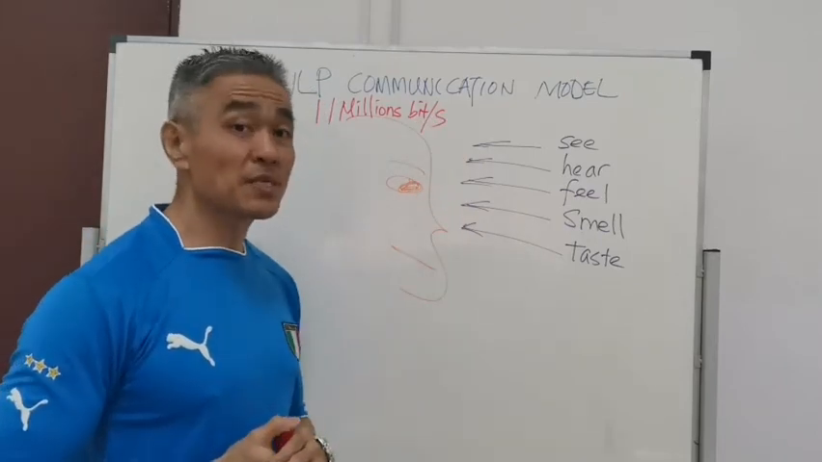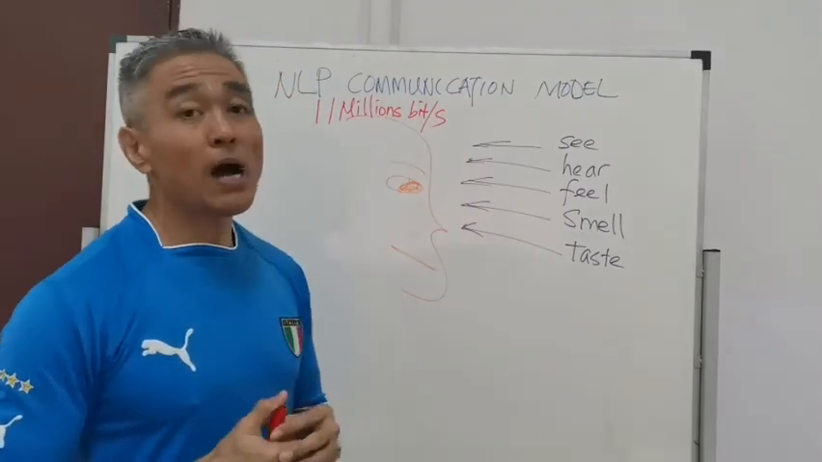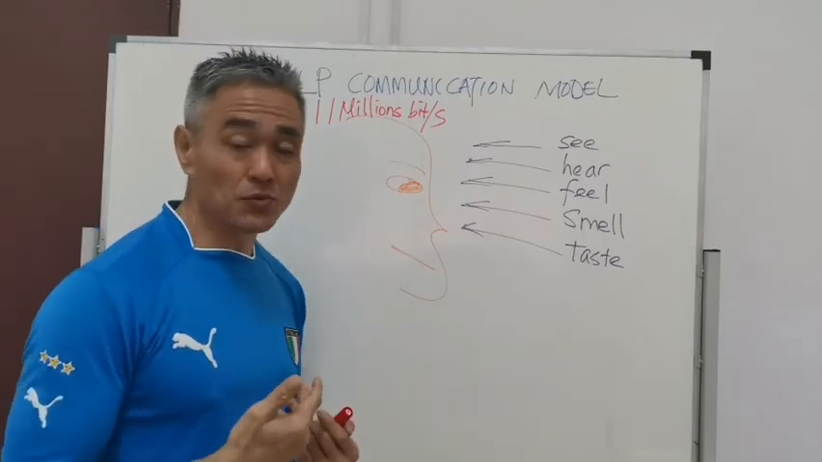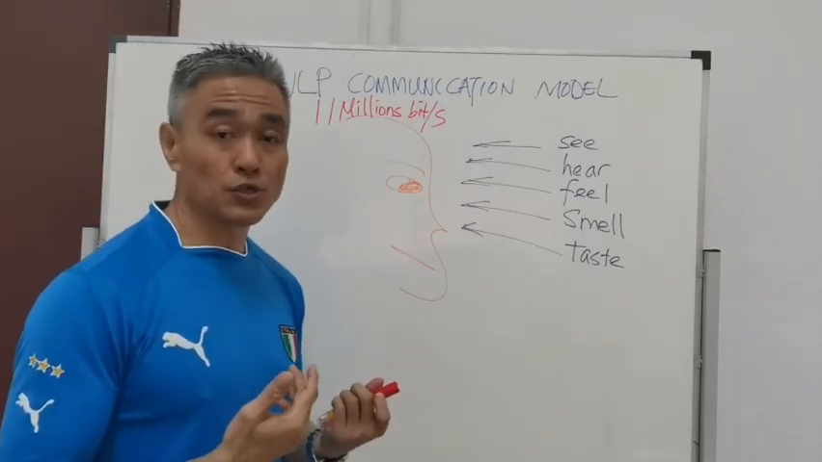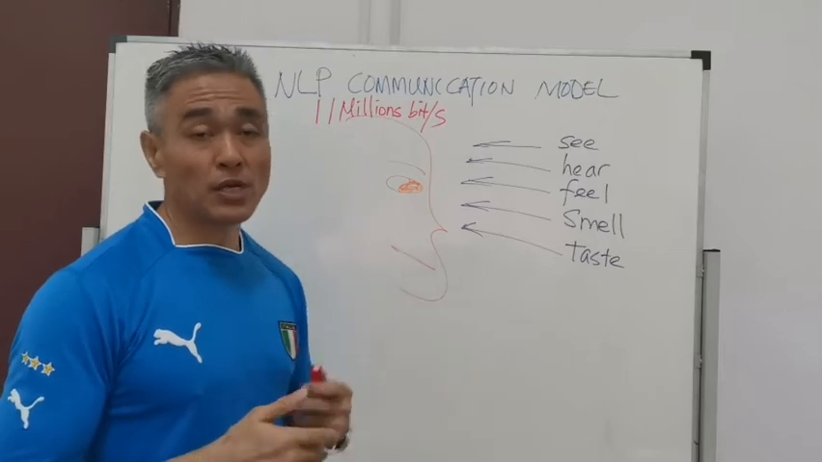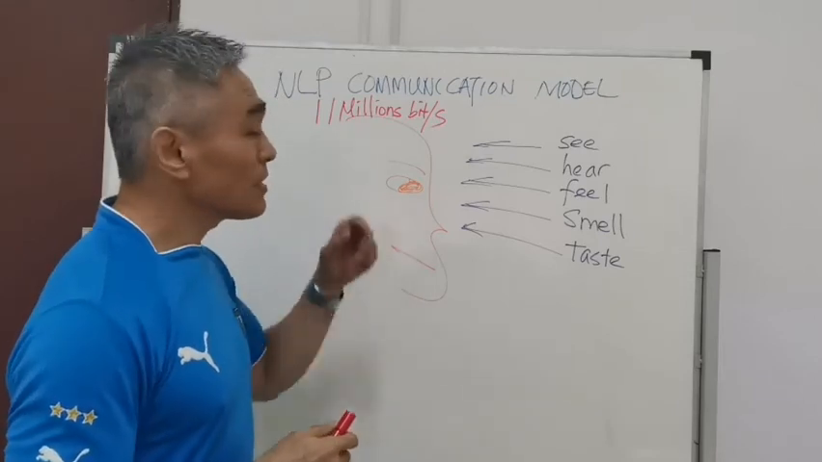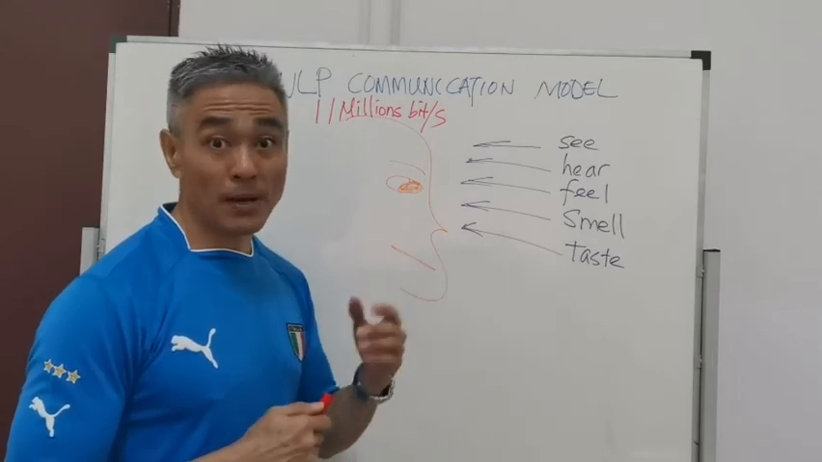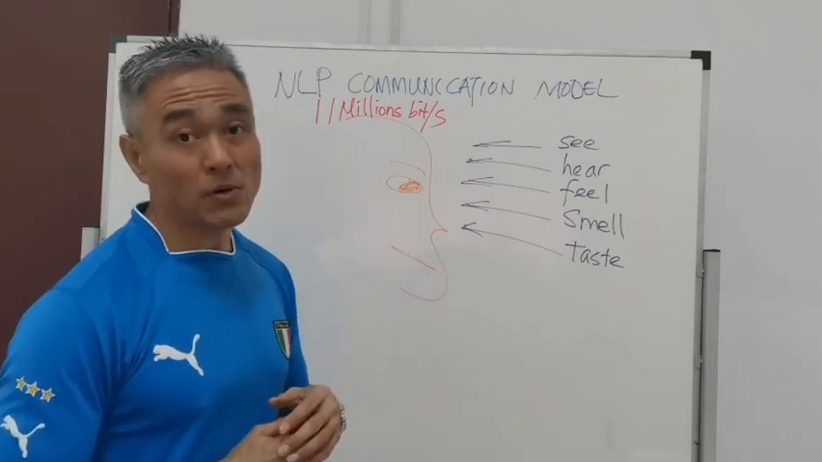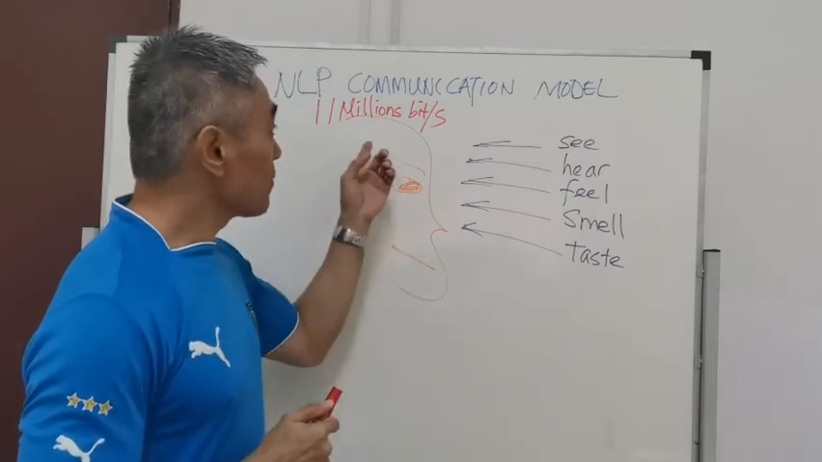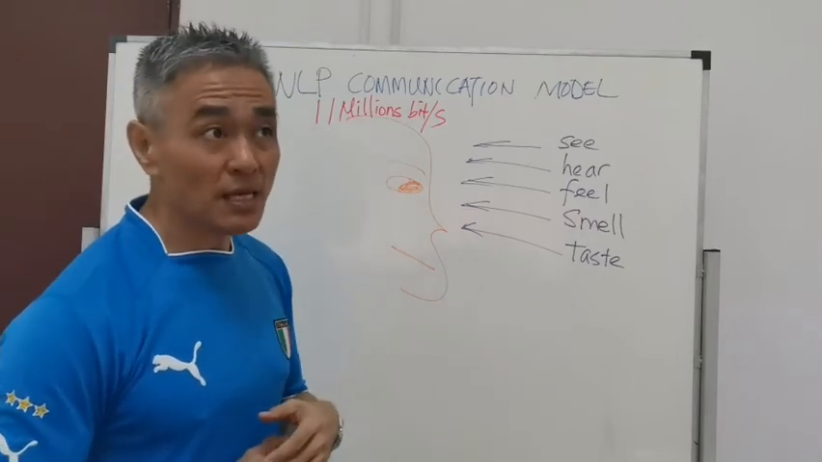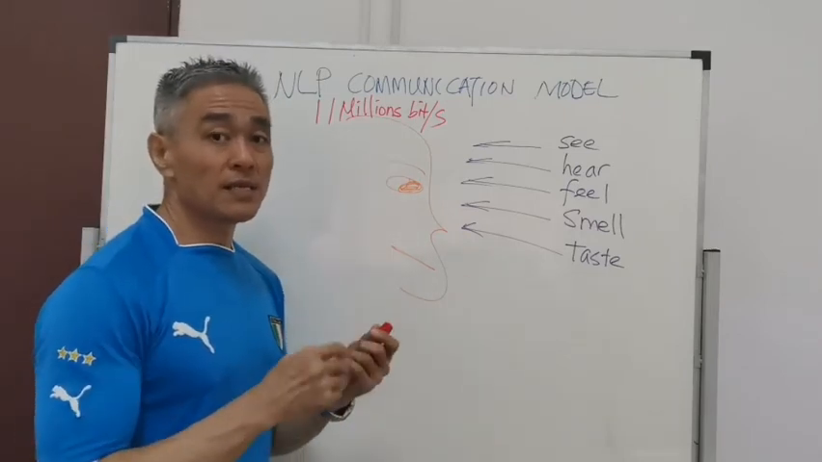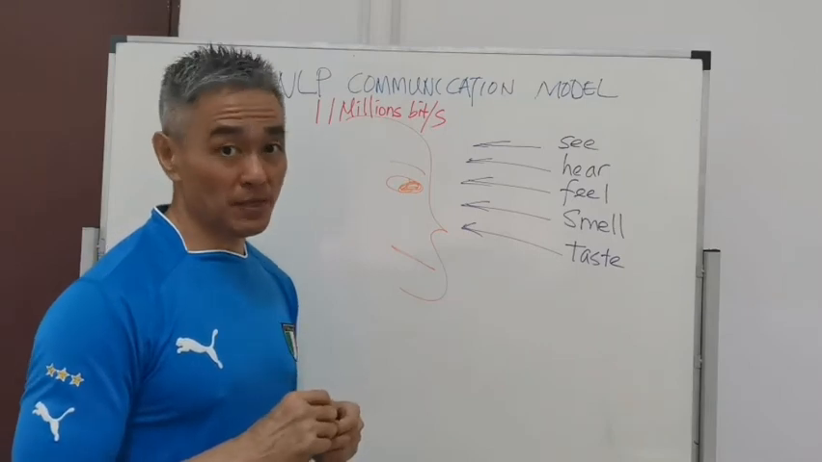11 million bits per second. This number, how does it come to us? Actually, I am not quite sure about it, but it was published in psychology papers, and some people actually claim more. 11 million bits per second is the information coming into us.